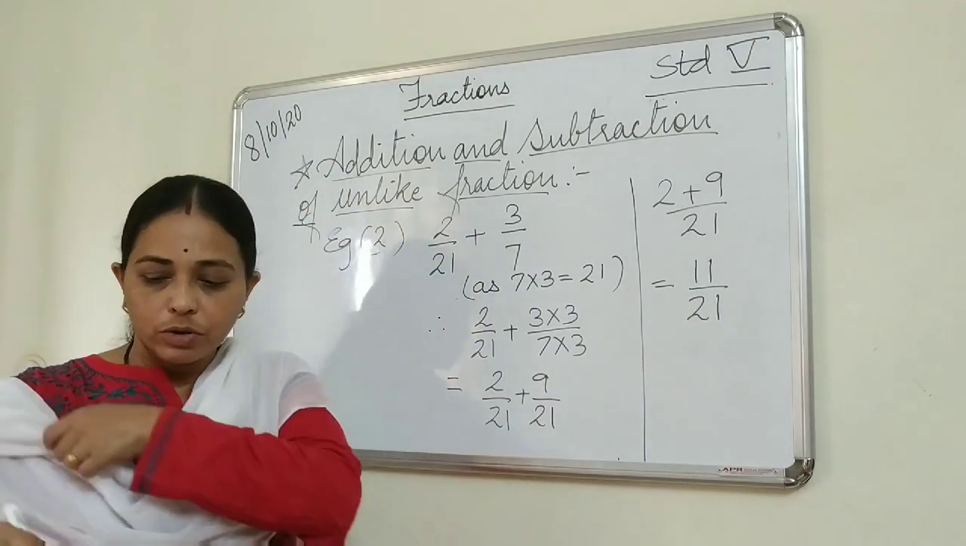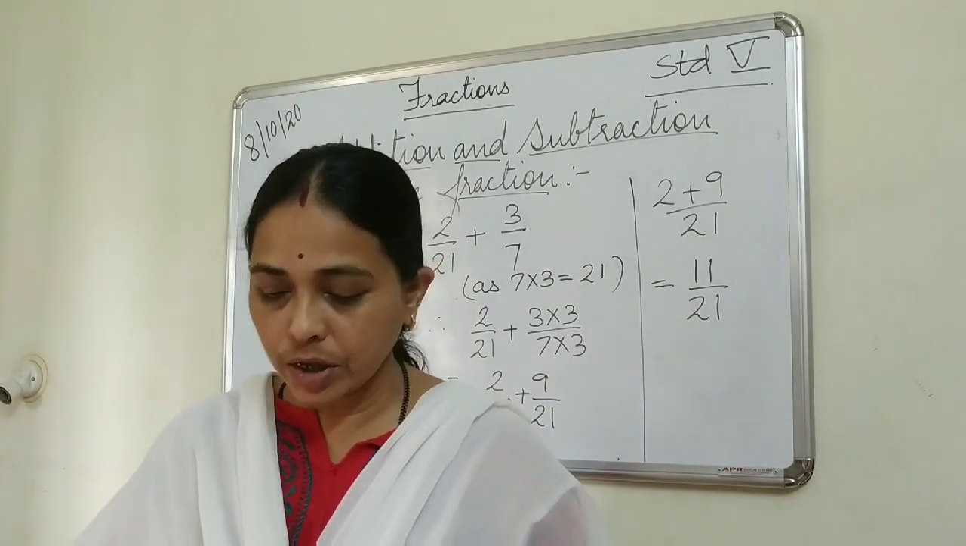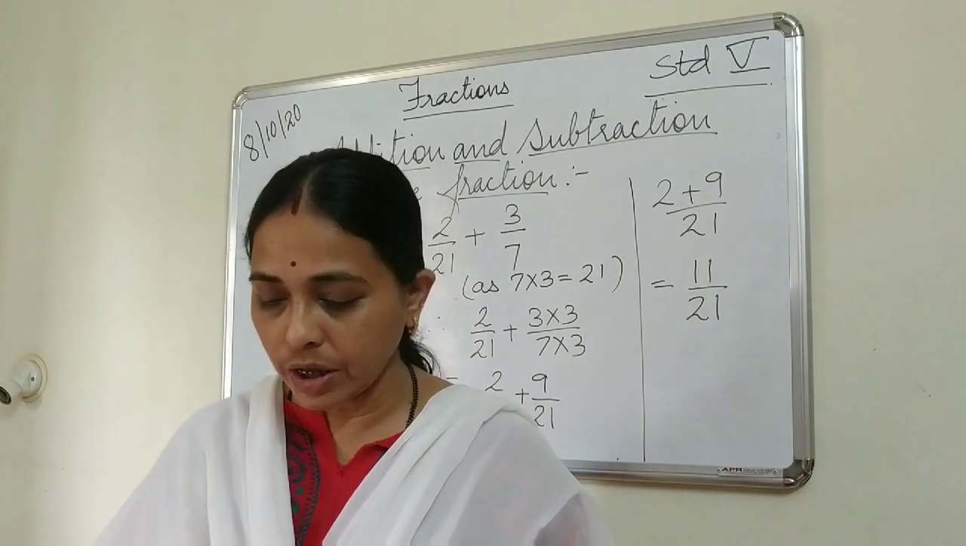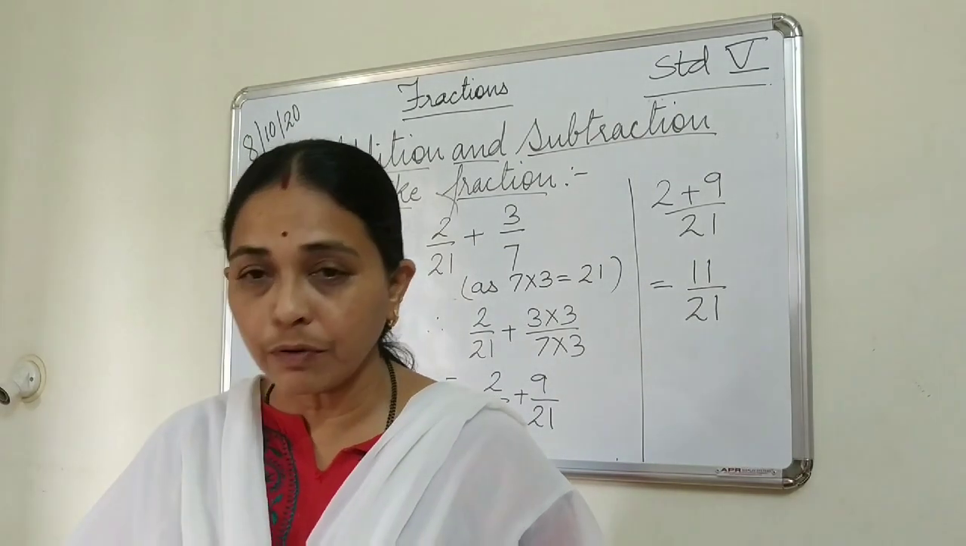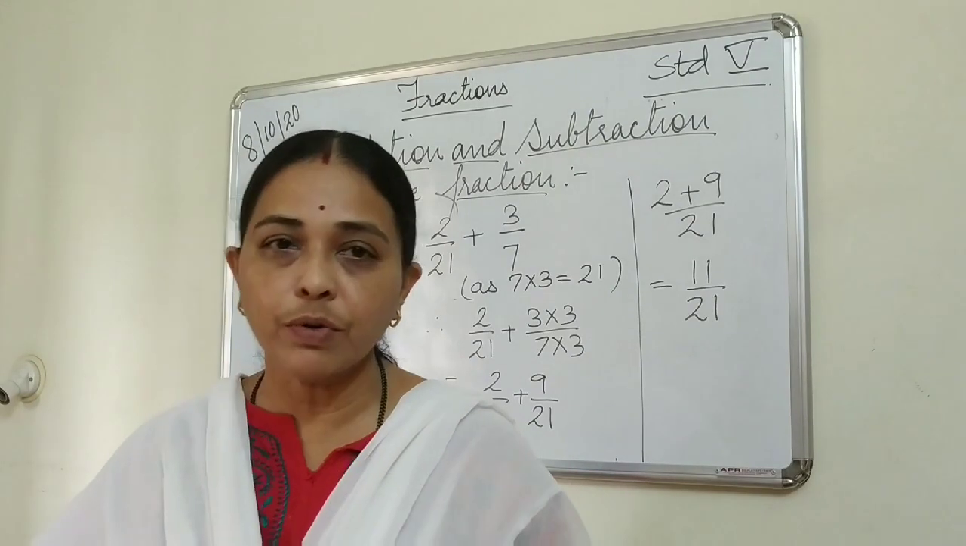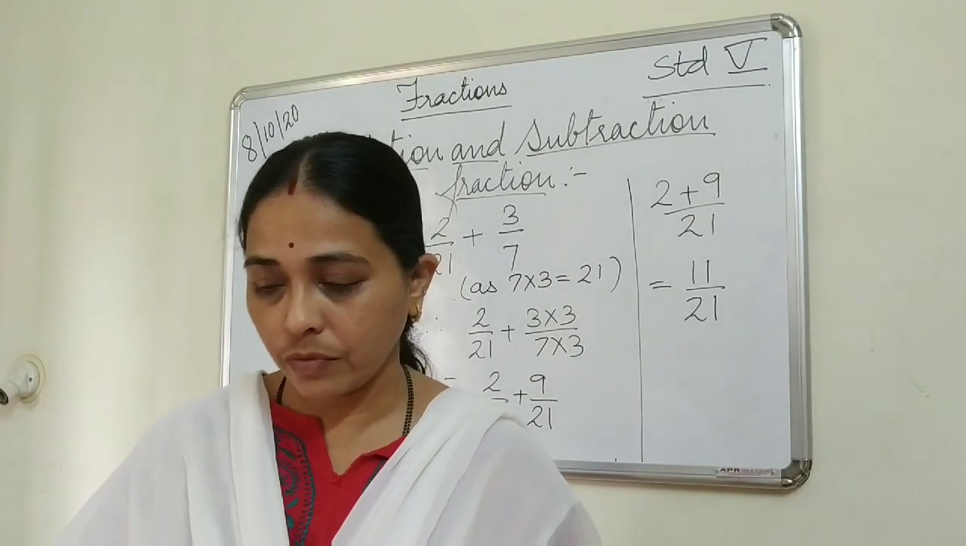Okay, so today you will solve addition of unlike fractions and you will solve the subtraction, that is problem set 21 you will solve. As well as from problem set 22, the first one, that is add, you will solve. Okay, thank you.